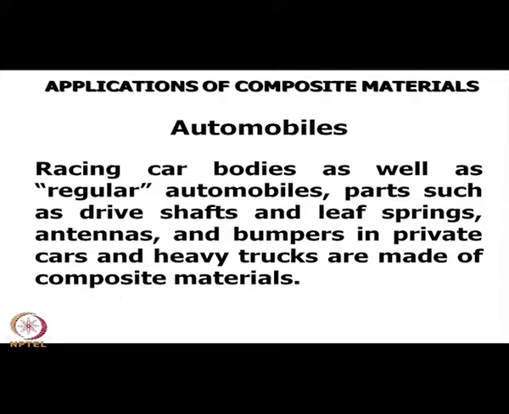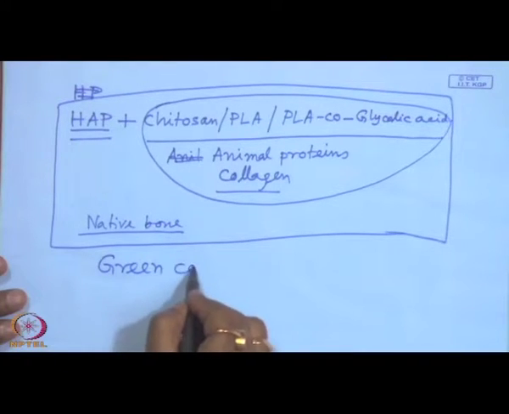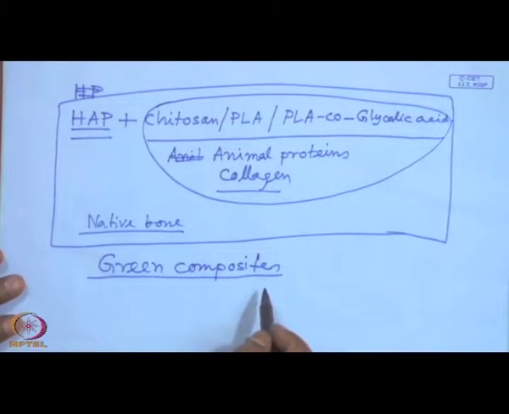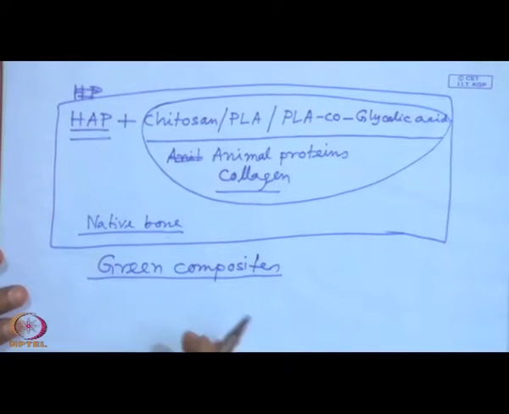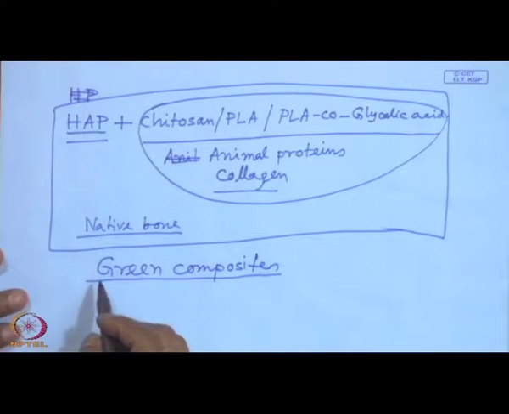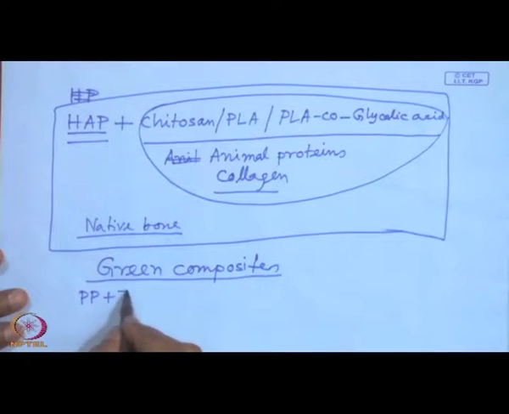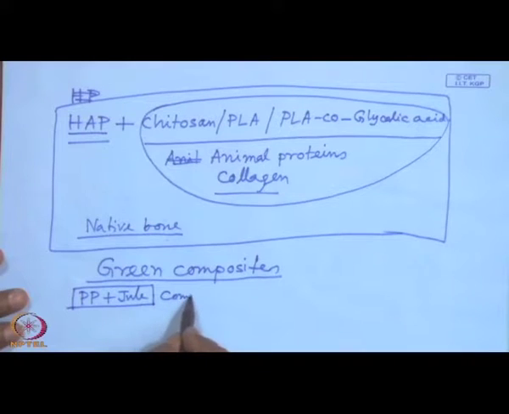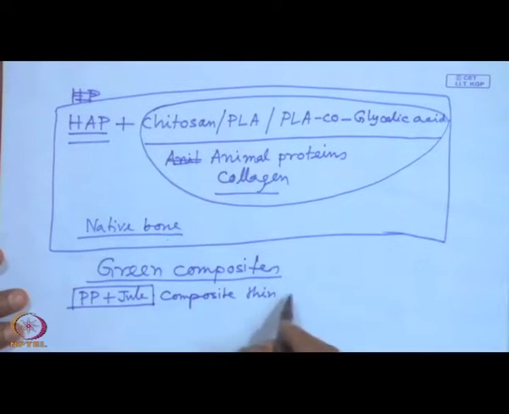I already mentioned that green composites today are going to replace non-biodegradable composites, as these are biodegradable. Now, today in most of the modern cars available in our country, one can find some interior covering of the door and the roof, etcetera, with some composite. That composite is made of polypropylene jute composite, a PP jute composite, with a thin skin of soft PVC.